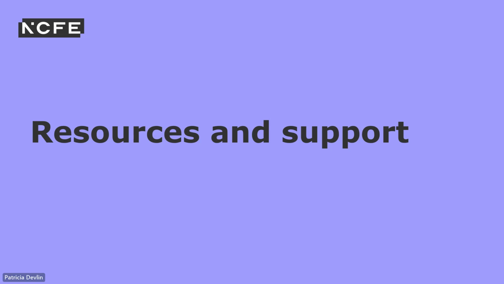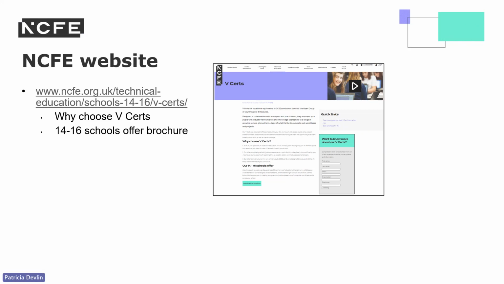Thank you. So in this last part of the session, I'd like to talk you through support that's available to you and your centres and details of further information and guidance. So on our NCFE website, within the VCERT page, you'll find information about why to choose VCERT and the 14 to 16 schools brochure. That contains information about Key Stage 4 vocational education and how to learn more about our VCERT qualifications. These can also be used as option evenings in order to help learners make informed decisions about which qualifications to take and what progression opportunities and careers and prospects there are for this.